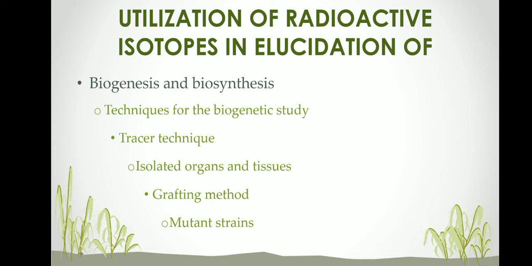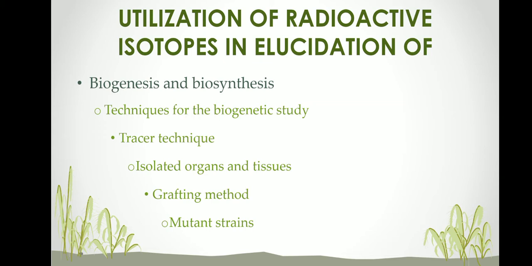Then second one, isolated organs and tissues. Any isolated organ or any isolated tissues are used for carrying out these studies. Third one is grafting method. That is grafted over another plant. Stock and scions are used, and thus the better quality product can be identified, and that method can be used for studying biosynthetic pathways. That is, which part of the plant may be providing maximum activity. Like that we can study it by using grafting method.